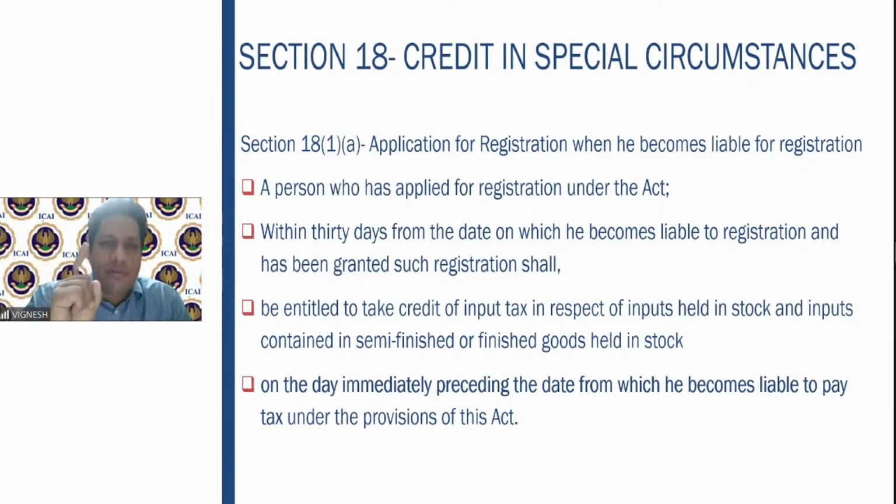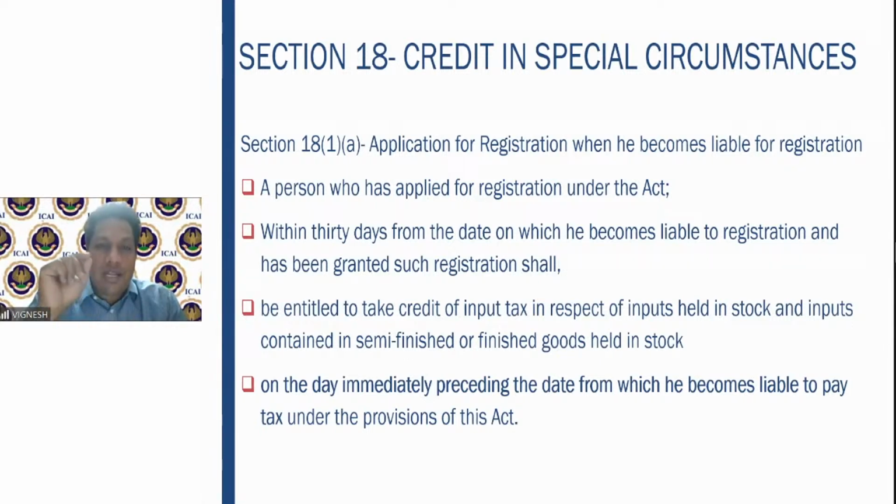When does he become liable for registration? When his gross receipts cross 20 lakhs. And he has been granted such registration. So within 30 days he should have applied and he should have been granted such registration. He shall be entitled to take credit of input tax in respect of the inputs held in stock and inputs held in semi-finished or finished goods held in the stock on the day immediately preceding the date from which he becomes liable to pay the tax under the provision of the Act.